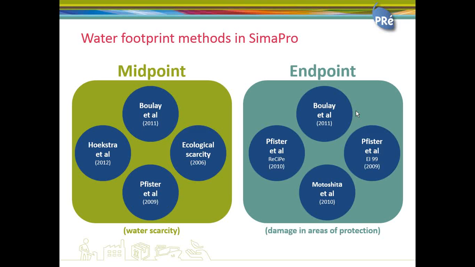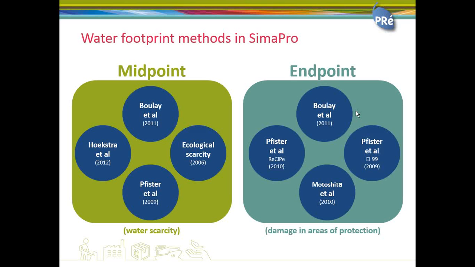I don't fully understand the question, but essentially the Hoekstra method, that is the blue water footprint, according to the water footprint network's method. So that is a measure of the blue water footprint. The green water is not included. That you'd have to calculate outside of SimaPro.